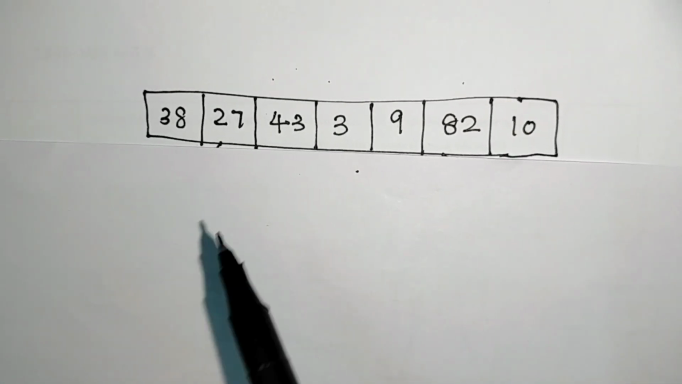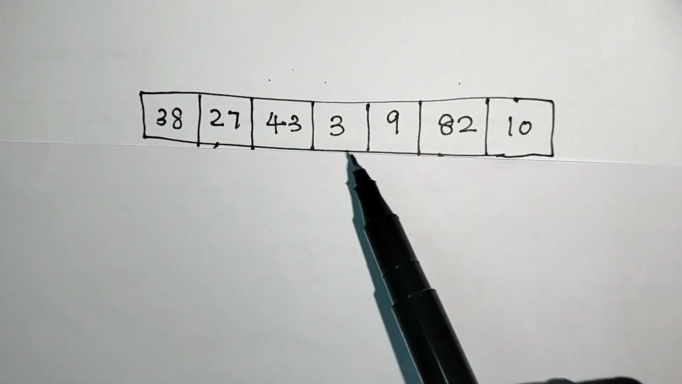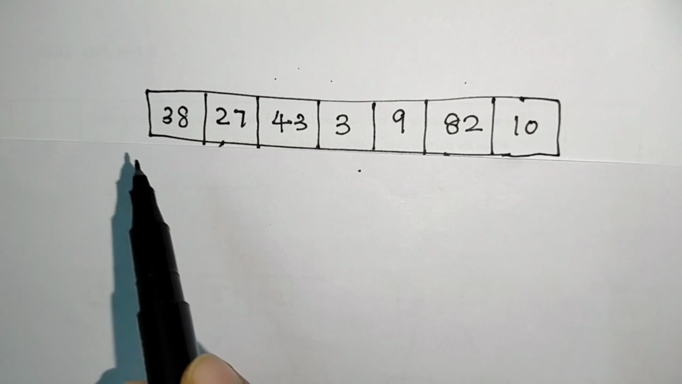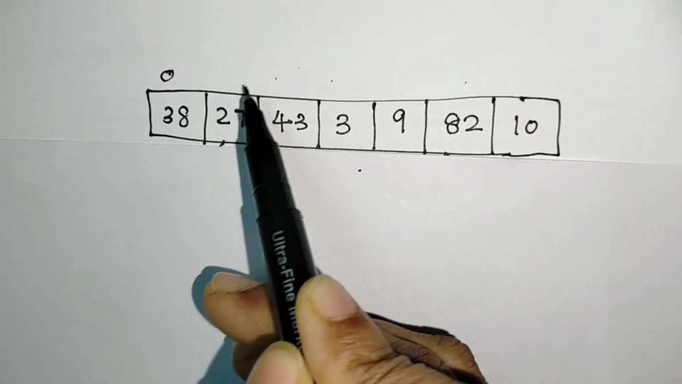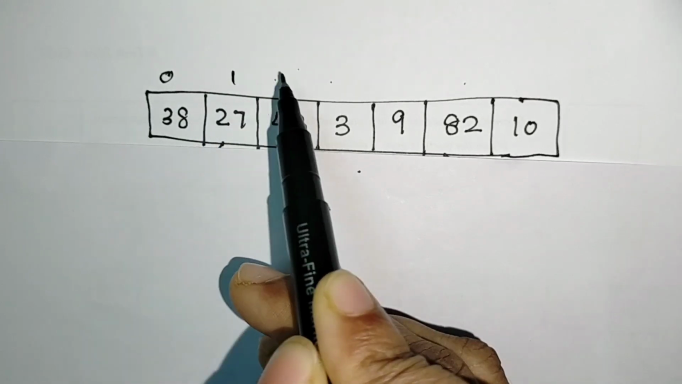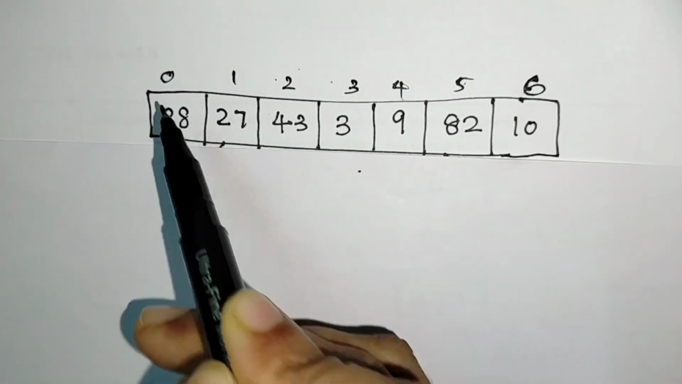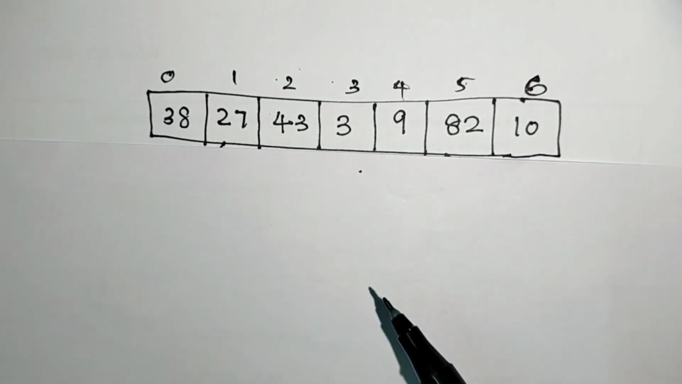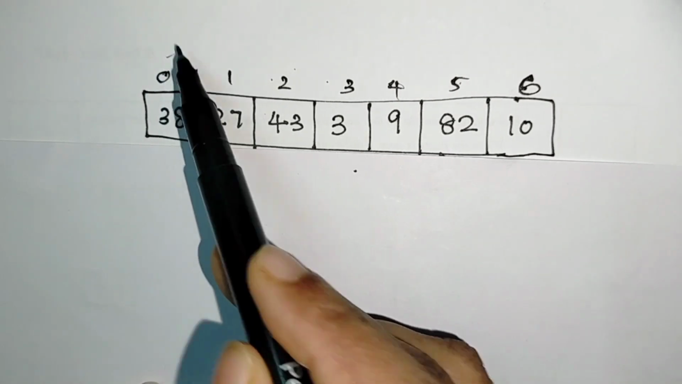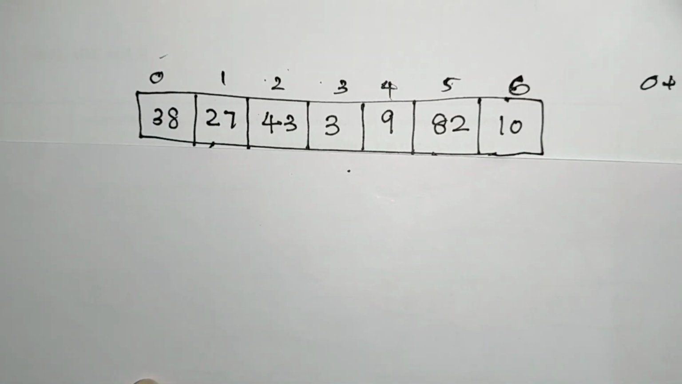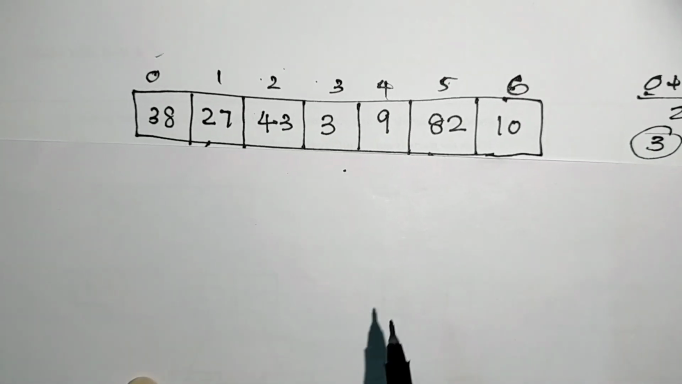Now the question is how to divide it into equal parts. For that we need to find the middle position of this array. How to find the middle position? We have the indexing: 0, 1, 2, 3, 4, 5 and 6. So the first index is 0 and the last index is 6. So in order to find the middle position, we add 0 and 6, that is (0 plus 6) divided by 2. So we get 3. So 3 is the middle position.